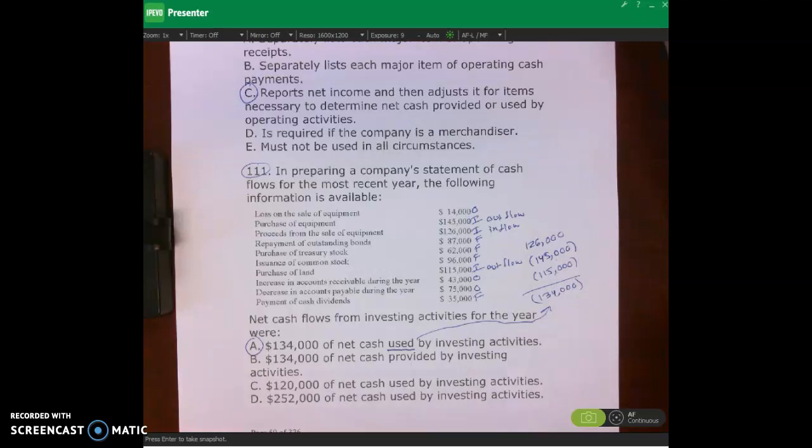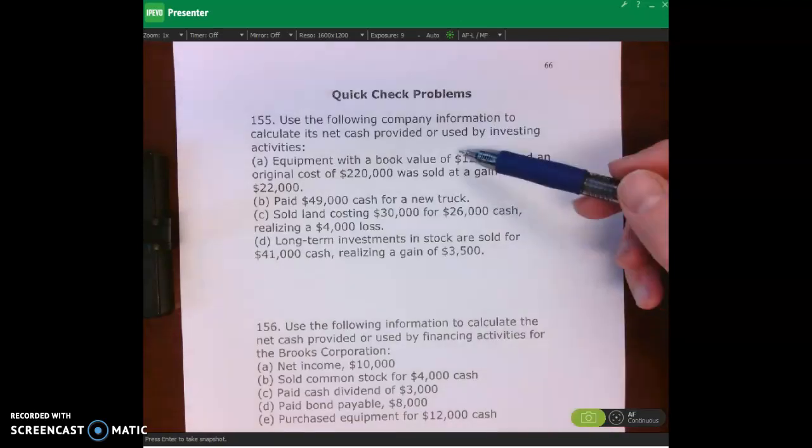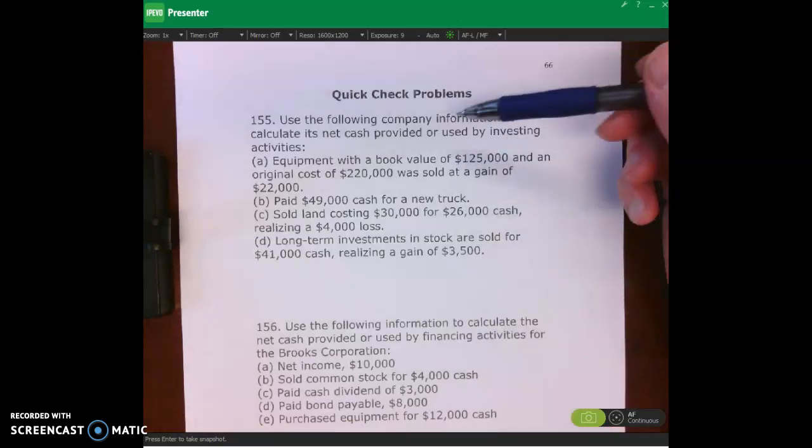Give me a second, I'm going to locate the next quick check problems that I want you to do. So I'm going to pause the lecture video. Okay, so the next two quick check problems that I want you to do are these two in your course pack. All right, so let's look at the first one.